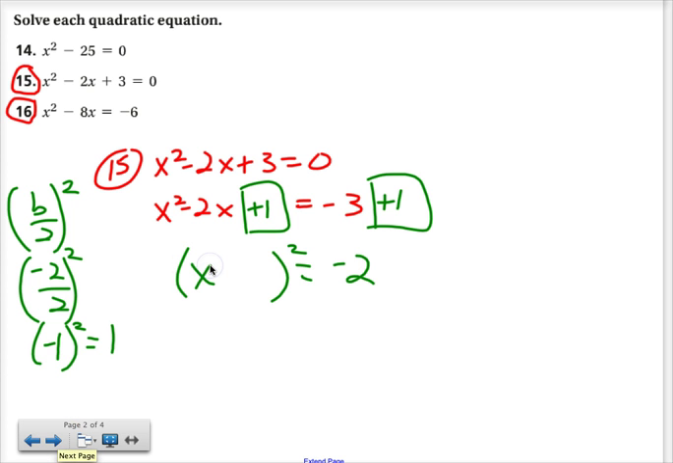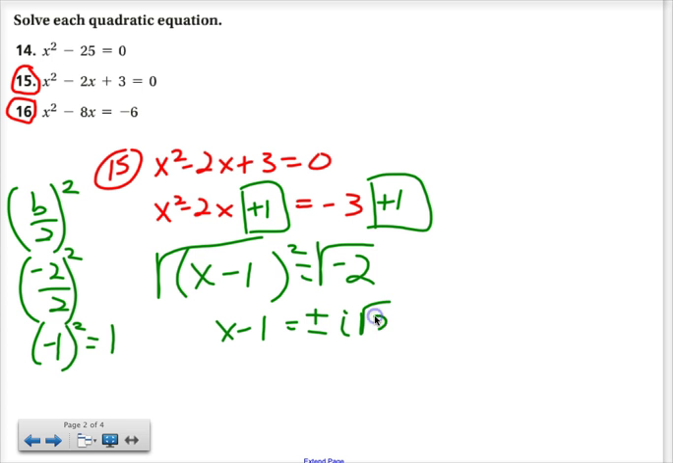But in the parentheses, that's always going to be x and then b over 2. Well, b over 2 was minus 1. So we take the square root and we get x minus 1 equals plus or minus, because whenever we physically write that square root symbol down to solve, we have to use the positive and the negative. And then that will be i square root of 2, because the square root of negative 2 is the same thing as the square root of negative 1 times the square root of 2.